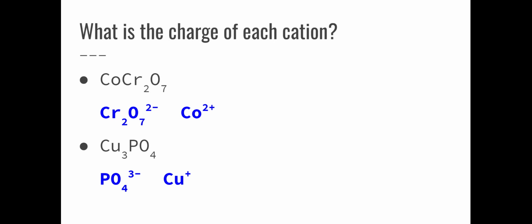Phosphate, the polyatomic anion, has a 3 minus charge. To cancel that, I needed to use 3 coppers. That means each one of the 3 coppers had to have a 1 plus charge to make it all work out.